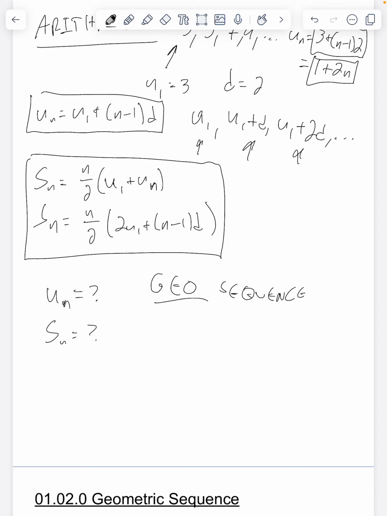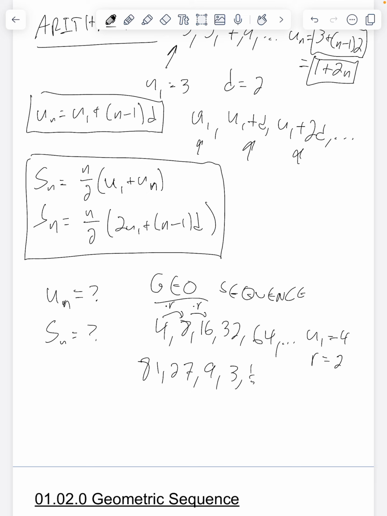So a geometric sequence could look like this. For example, we could have 4, 8, 16, 32, 64. In that case, our first term is 4, and our common ratio r is 2, because we're doubling every time, right? You're multiplying by r each time to get to the next term. Another one, you could do one where you're dividing instead. You could do like 81, 27, 9, 3, 1/3, 1/9, etc., etc. In this case, our first term would be 81, and our common ratio is 1/3.